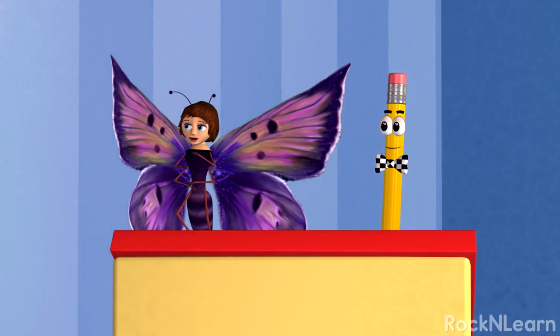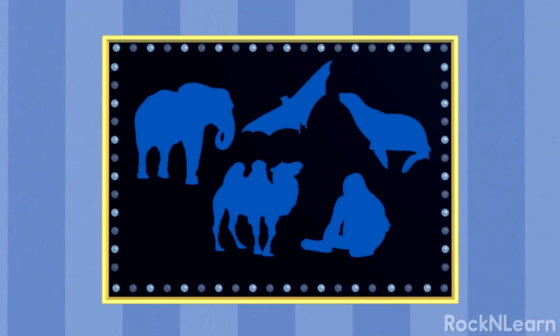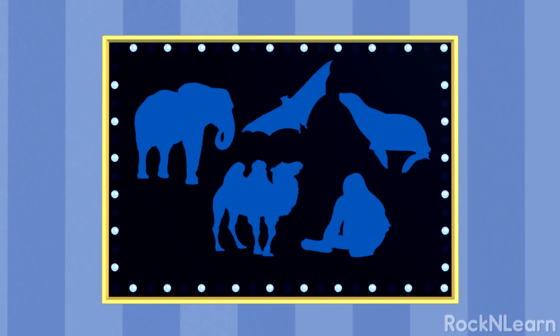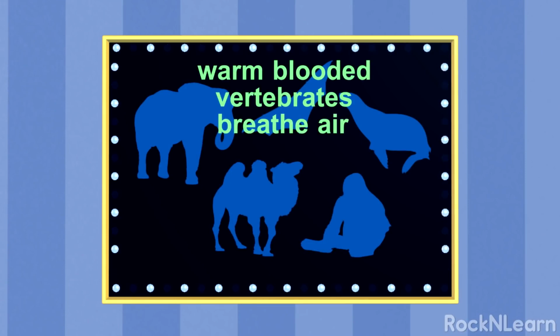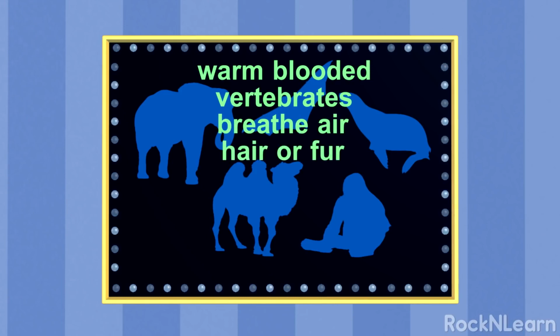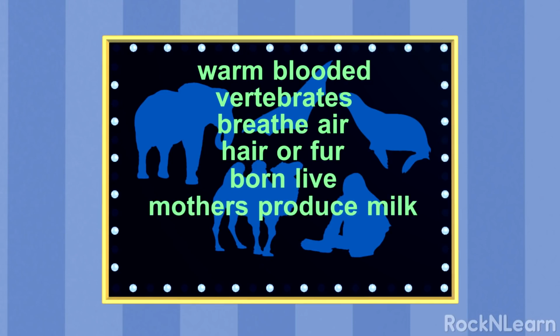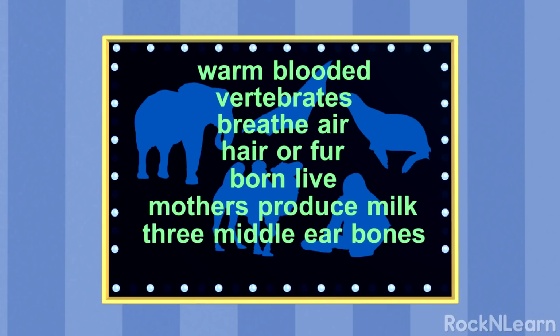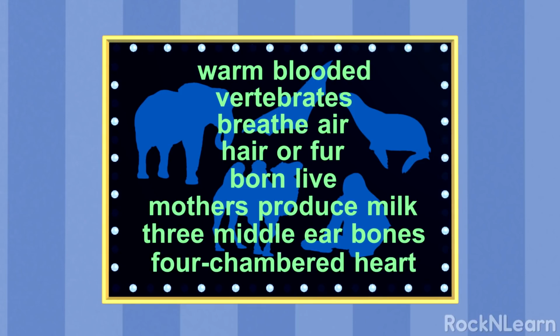Now I think you're ready for a real challenge. I'm ready. All of the animals from this group are warm-blooded vertebrates. They breathe air and have hair or fur. Most of the animals in this group are born live, not hatched from an egg. And the mothers produce milk after birth to feed their offspring. All of these animals have 3 middle ear bones and a 4-chambered heart in their circulatory system. Do you belong to this group?